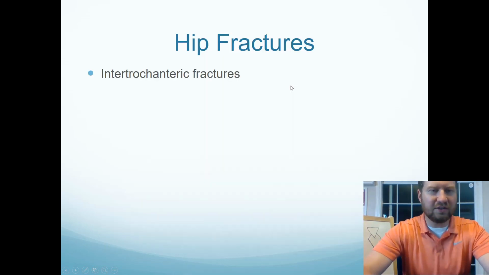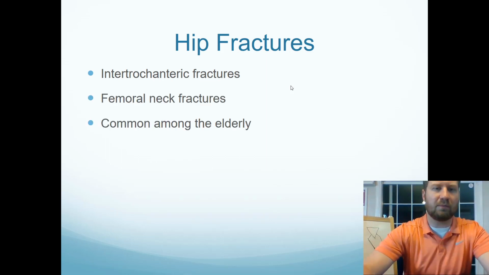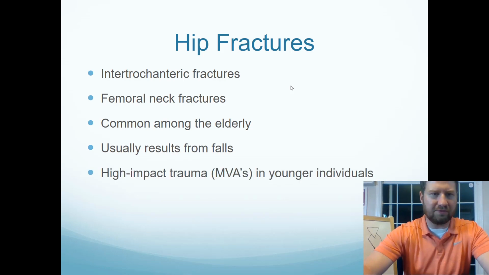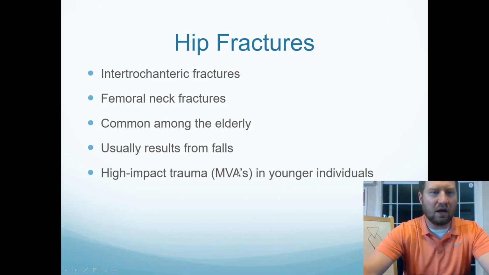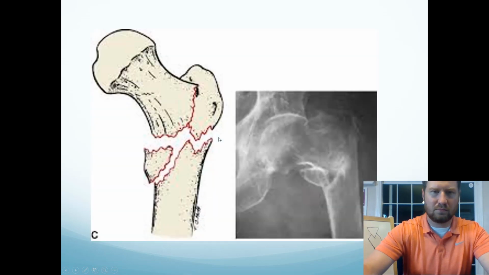Okay. Hip fractures, intertrochanteric fractures, femoral neck fractures. These are common among the elderly, and they usually result from falls or high-impact MVAs in the younger individuals. If you have a young person, like less than 50 years old, with a hip fracture, it's usually going to be from a trauma or from a pathology. It's not going to be from a fall. Okay? Normal, healthy young people don't get fractures when they fall. And again, we're going to talk about the different types during, I think, 140, if not 170.